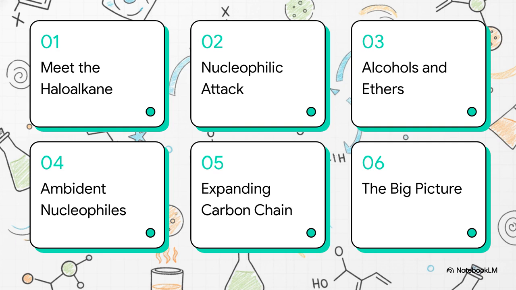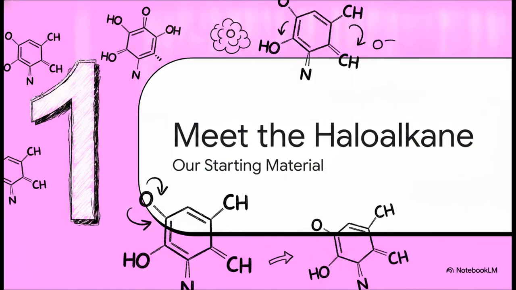Here's our roadmap for today. We'll be hitting 6 sections. 1. Meet the haloalkane. 2. The nucleophilic attack. 3. Building alcohols and ethers. 4. Ambident nucleophiles. 5. Expanding the carbon chain. And finally, 6. The big picture. Let's get started. Section 1.